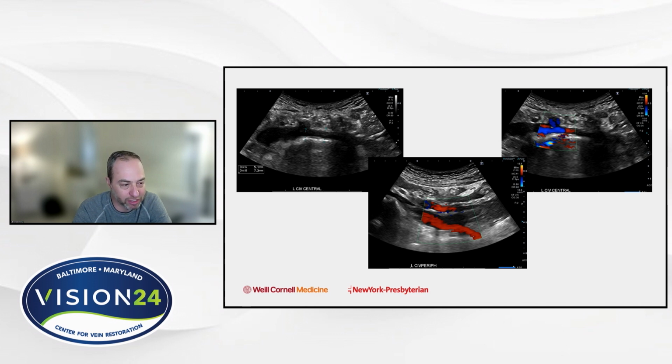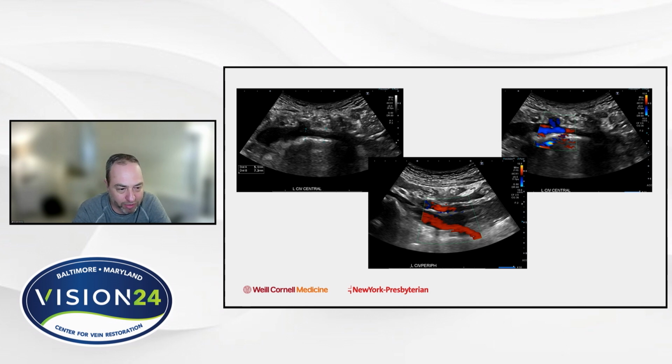So here you can see a transabdominal ultrasound. You can see the right common iliac artery. And is there left common iliac vein compression? It doesn't really look significant. It's 5.1 millimeters in the central common iliac, the peripheral 7. So we're not seeing significant compression.